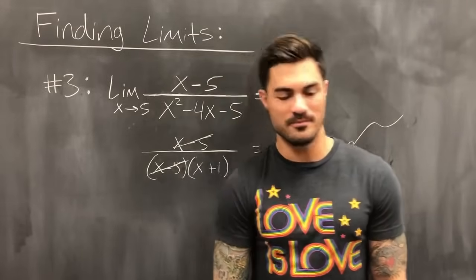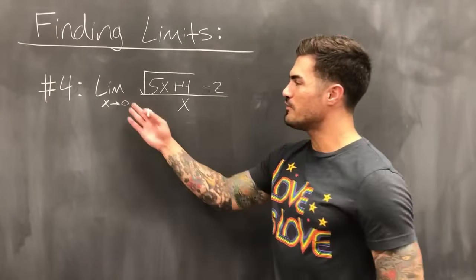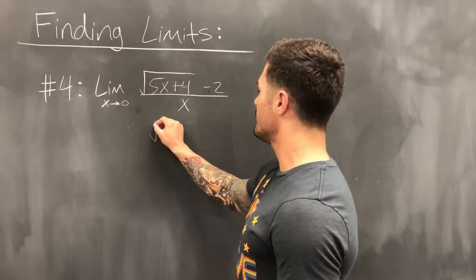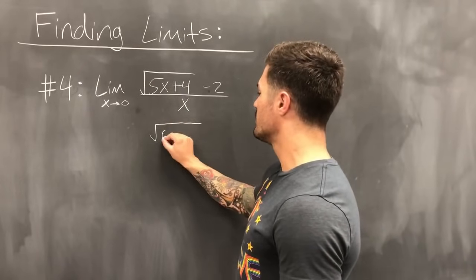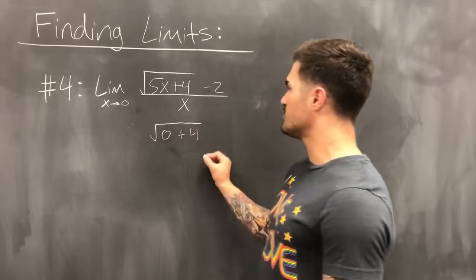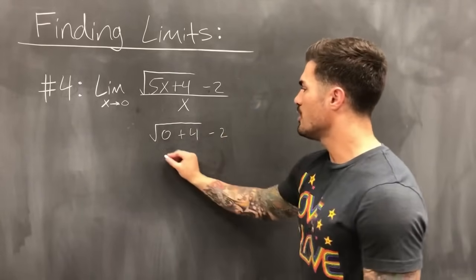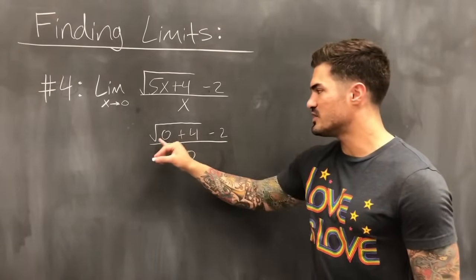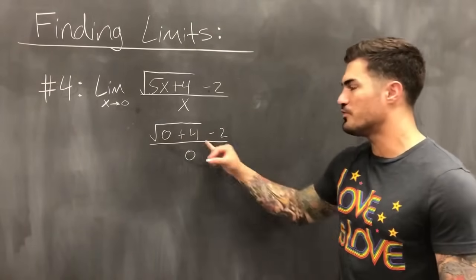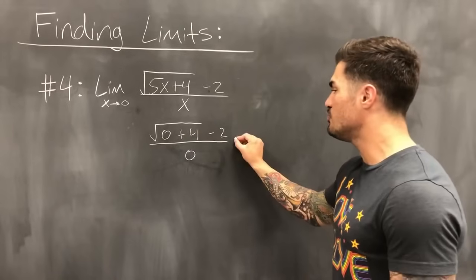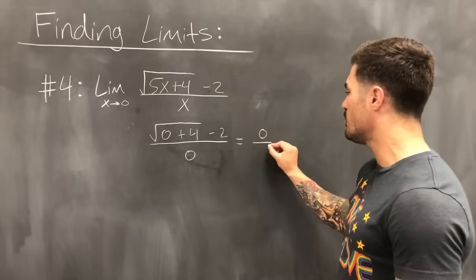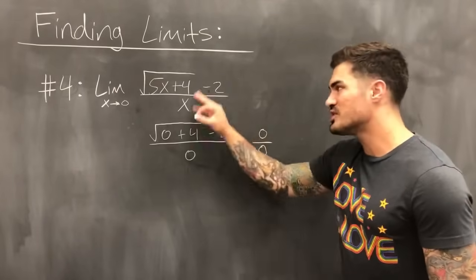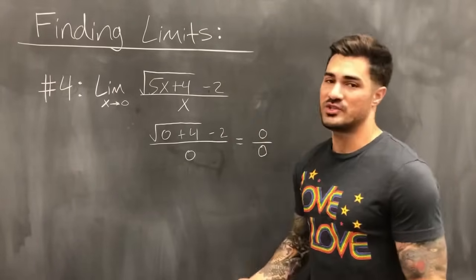So let's go and move forward. All right, example number 4. First thing we're going to do, plug 0 into our function. We get 5 times 0, that is 0, plus 4. So that's 0 plus 4 all under this square root, minus 2, over 0, all right? So what is this top simplified to? Let's see, 0 plus 4, that's just 4. Square root of 4, that's 2. 2 minus 2, that's 0. So this is 0 over 0, so we most likely have a hole, but we can find out for sure by reducing this function to its lowest terms, all right?